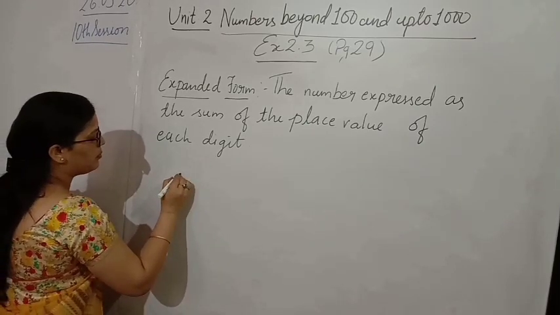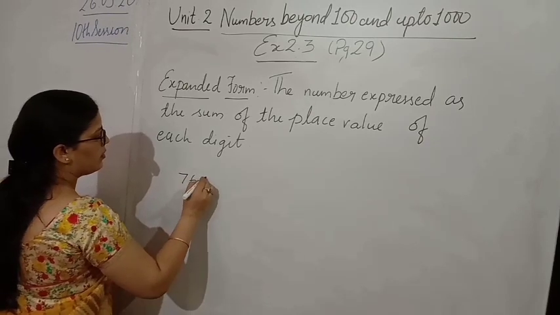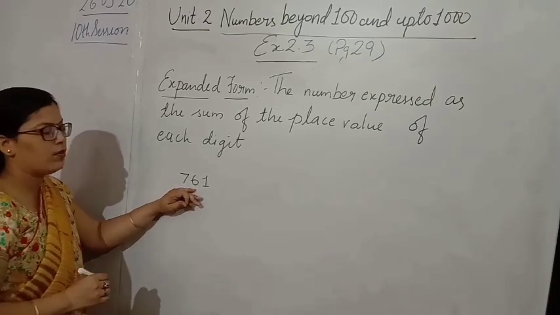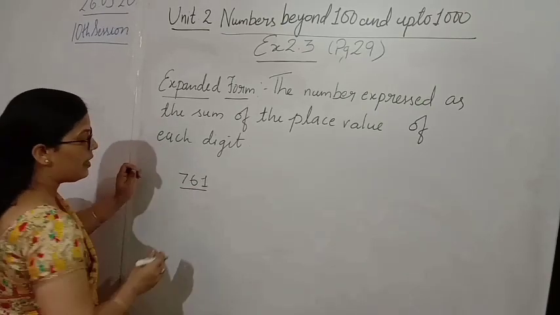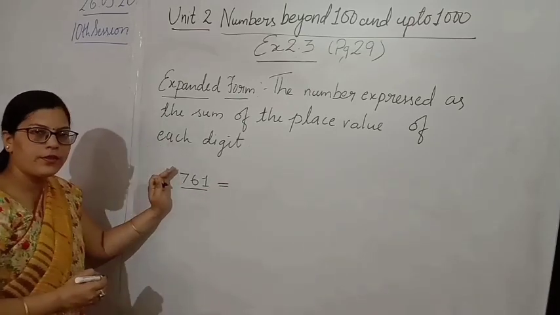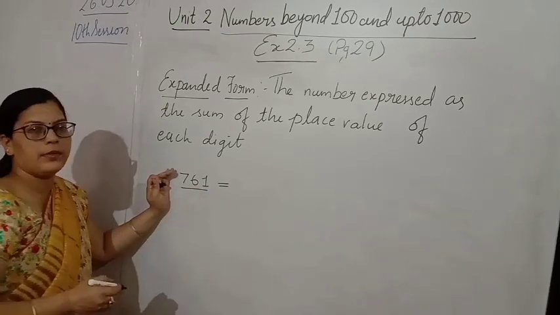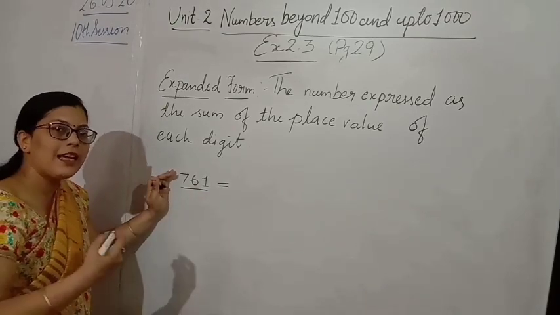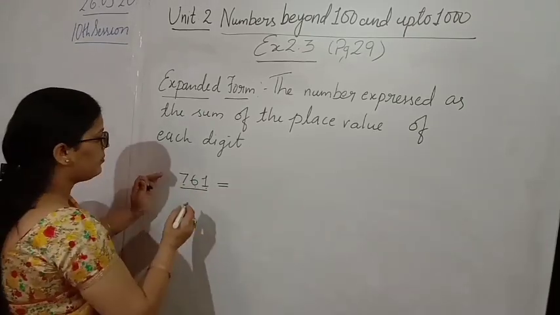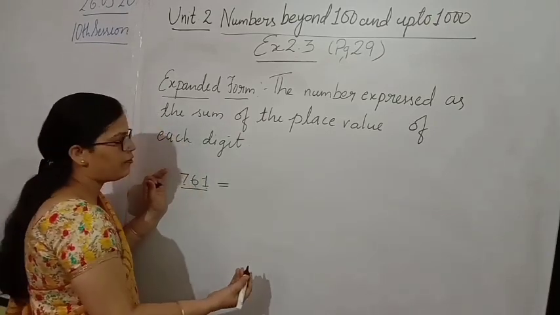For example, here number is 7, 6, 1. 761. Now this is the number. We are going to show this number as the sum of the place values of each digit. Now this is the sum and we are going to express it as the sum of place values.